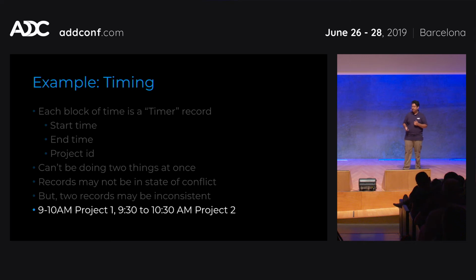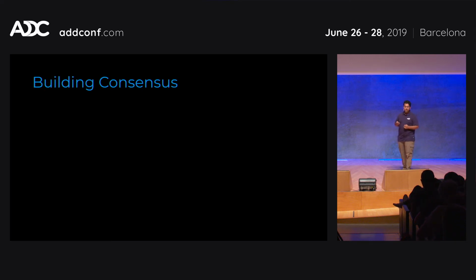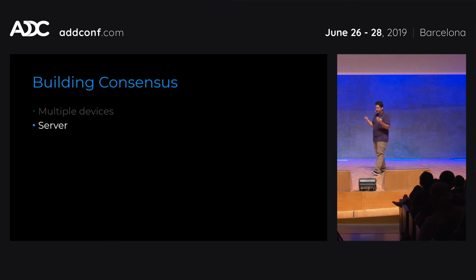Cool. So that brings us to the next problem: how do we build consensus? You have multiple devices, which could be for the same user or for multiple users, depending on your app. You have the server, and in some cases you can have more than one server. So what are the options we have for building consensus?